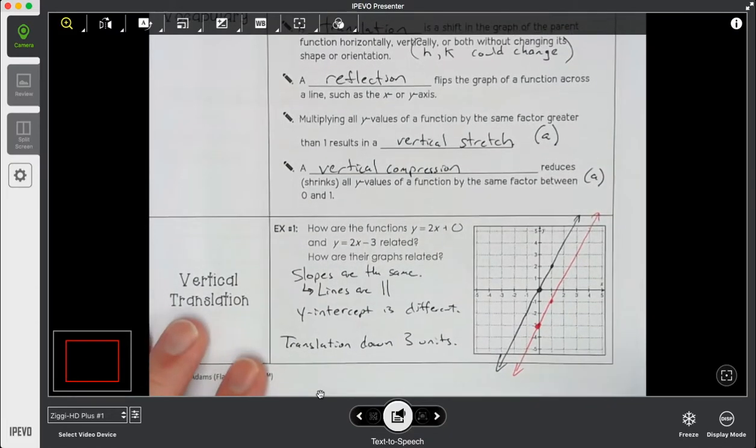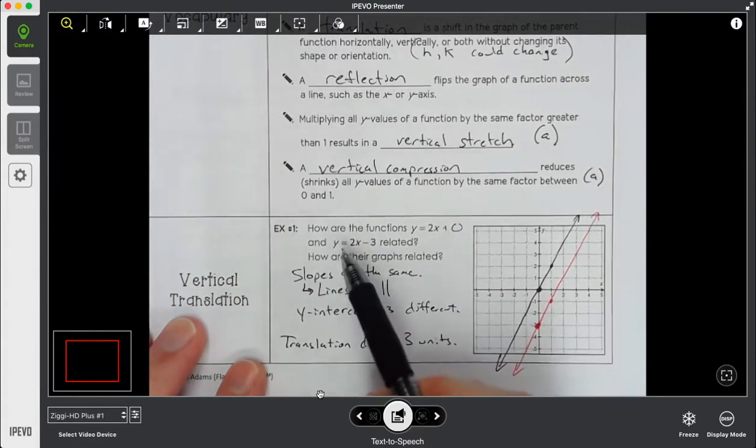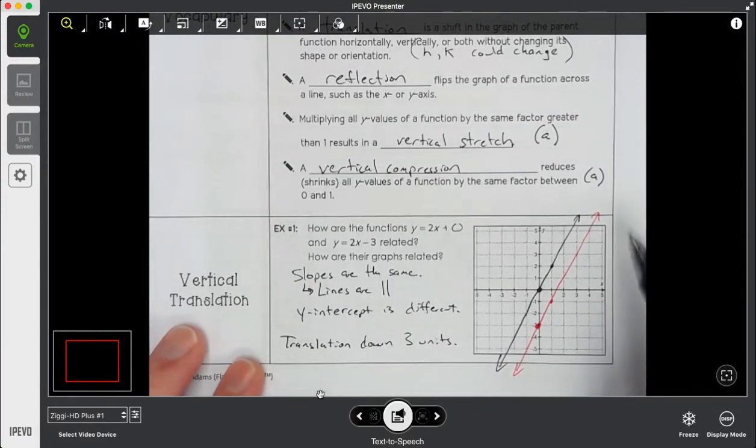We can see that in the algebra. I have y equals 2x, and then I have y equals 2x minus 3. So it went down 3 units. So let's flip the page.